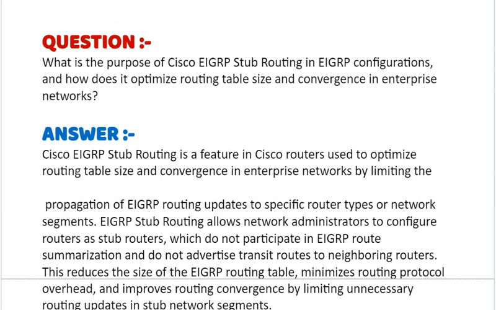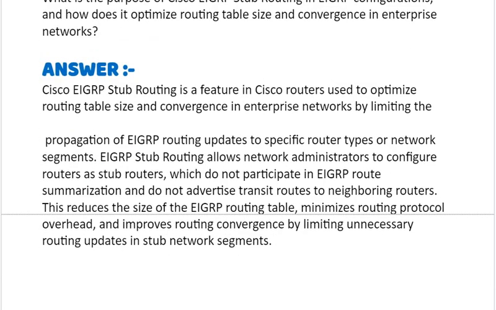Our next interview question is: what is the purpose of Cisco EIGRP stub routing in EIGRP configurations and how does it optimize routing table size and convergence in enterprise networks?